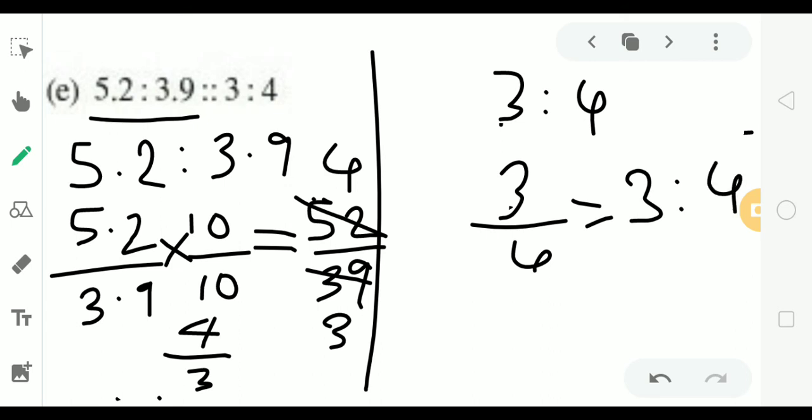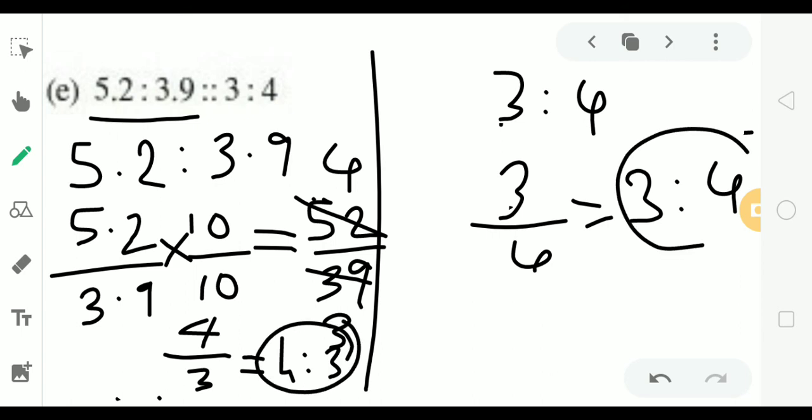So the ratios are: first one is 4 is to 3, second one is 3 is to 4. So 4 is to 3 and 3 is to 4 are not the same. Then the given statement is a false statement. See the next one.